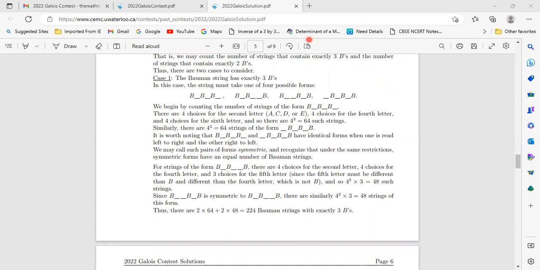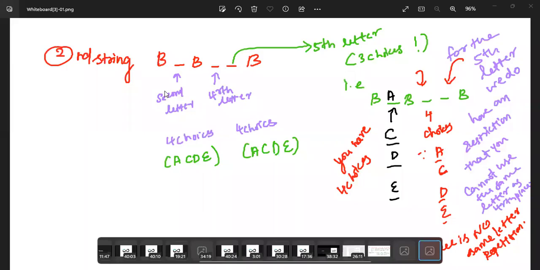Now, the next string. For the second string, you have B empty, B empty, empty, B, which means we have to worry about the second, fourth, and fifth positions. Again, for the second letter and the fourth letter, you do have four choices: A, C, D, E.